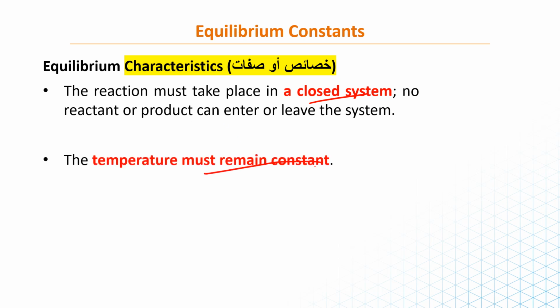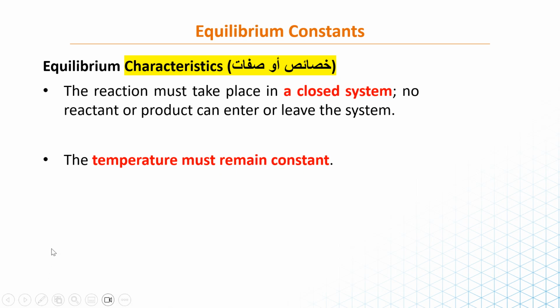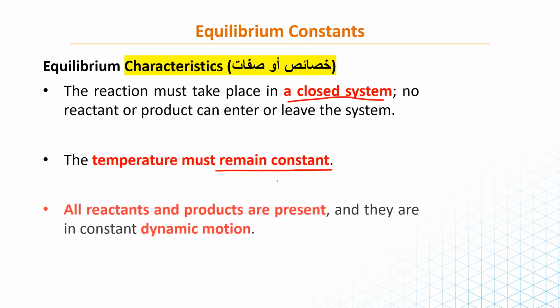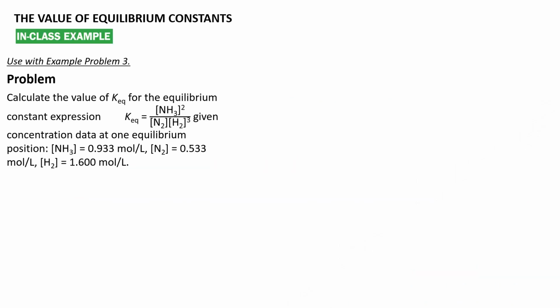Temperature must remain constant. Okay, so closed system, temperature must remain constant, and all the reactants and products are present. يعني في النهاية في الإكوليبريم لازم يكون المتفاعلات والنواتج موجودين. And they are in dynamic motion. Remember? يعني التفاعل الأمامي يحدث، التفاعل العكسي يحدث، والكميات تكون ثابتة. Okay?